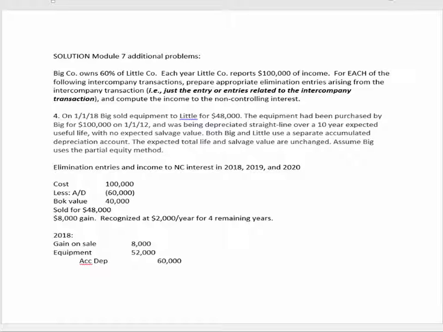Now the question becomes, do we need to recognize some of the gain this year? So again, we look at the date of sale. We say, look, this equipment was sold from Big to Little on January 1st. That means that during 2018, Little recorded depreciation expense based on their cost of $48,000, spread over the 4-year remaining useful life, $12,000 per year. That's $2,000 too high. So we're going to go ahead and undo $2,000 of depreciation expense.